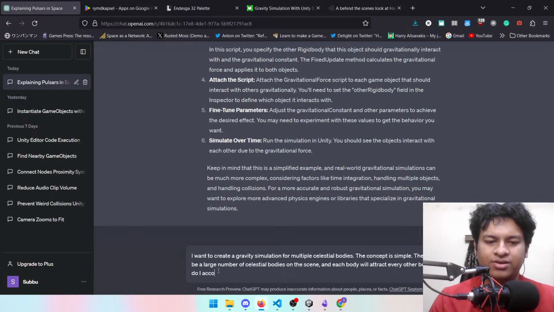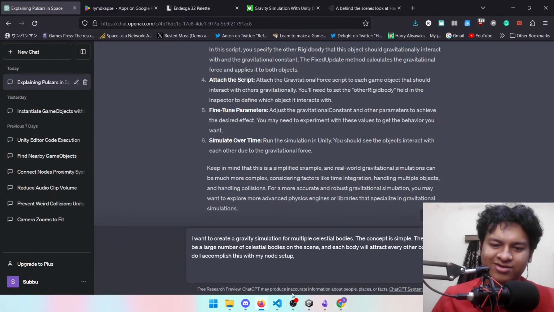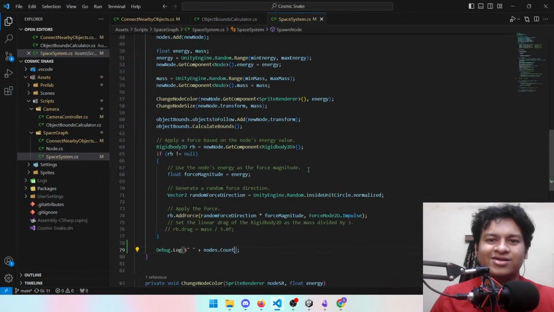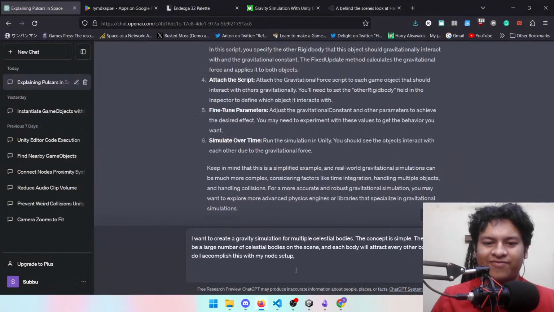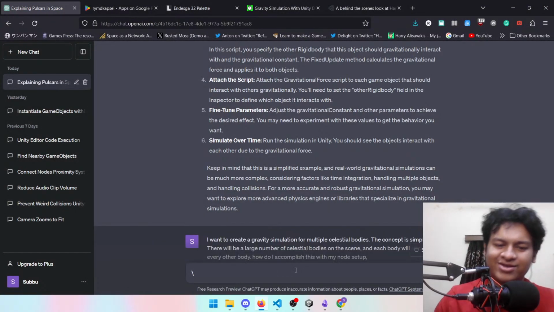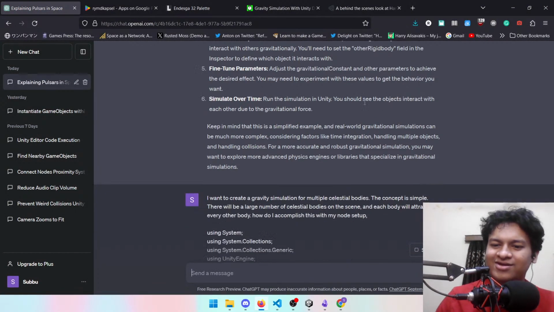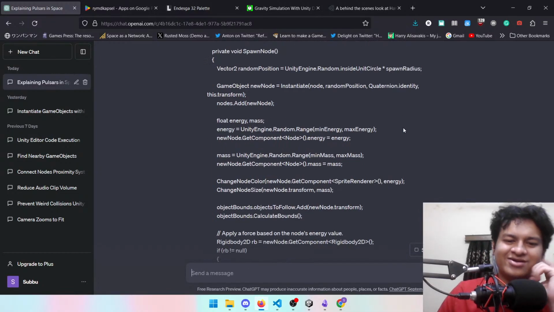How do I accomplish this with my node setup? Then I give it my code. Then let's watch it try to give me something. Let's go GPT, I trust in you. Is my trust wasted?